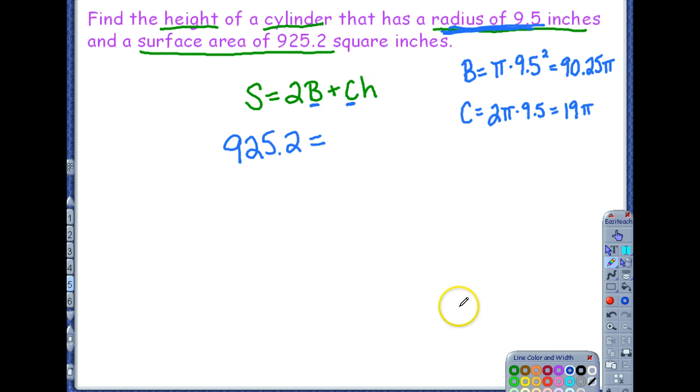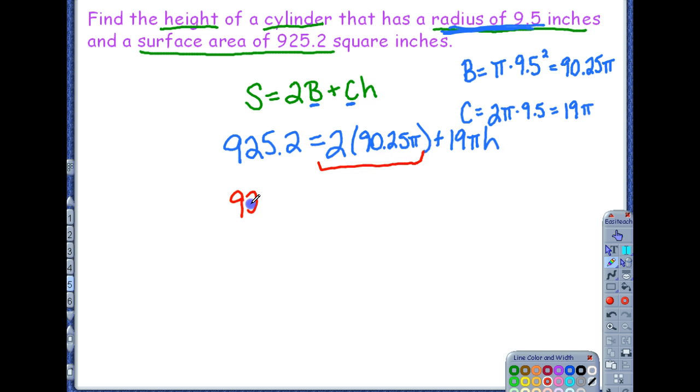Okay. So let's go back to our formula. We said 2 times the area of our base, which we said was 90.25 pi, plus the circumference times the height. Now I see we could go ahead and multiply 2 times the 90.25 pi. So let's just simplify down a little bit. So that's going to get us 180.5 pi plus our 19 pi h.